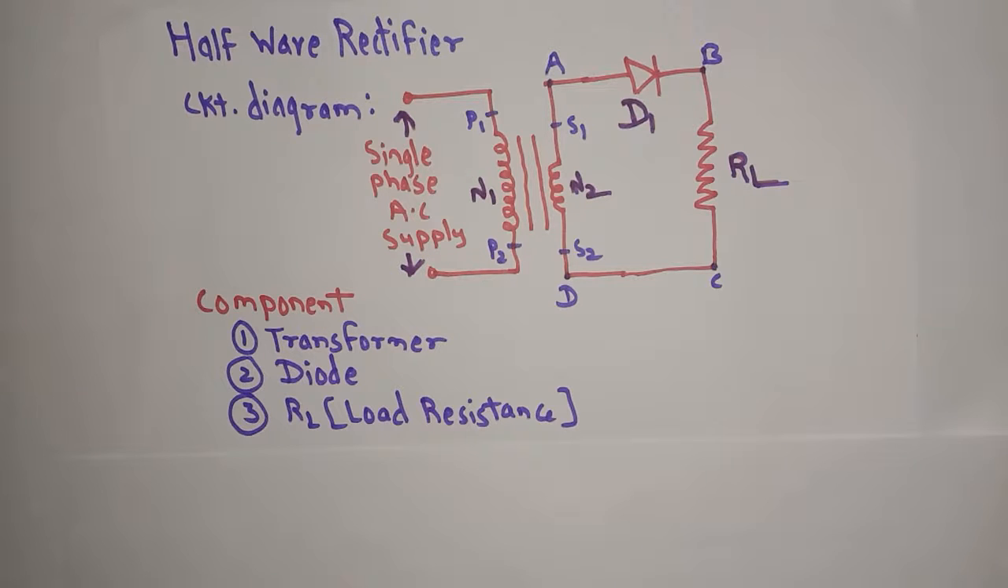Here a transformer is being used, which is a step down transformer. The secondary of the step down transformer is connected to a series combination of diode D1 and load resistance RL.